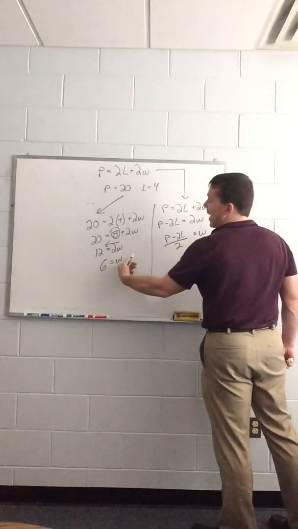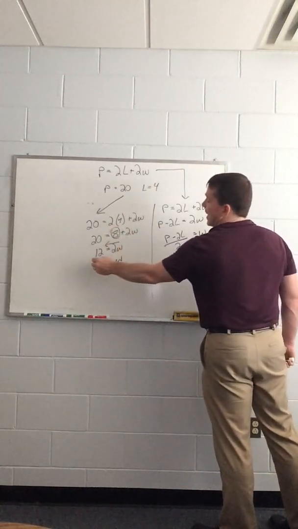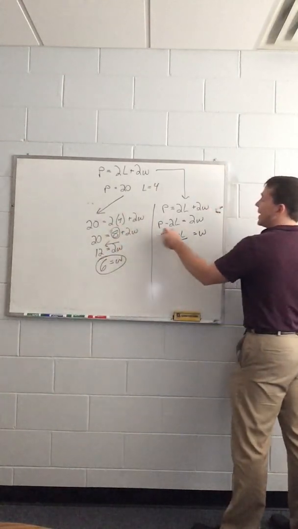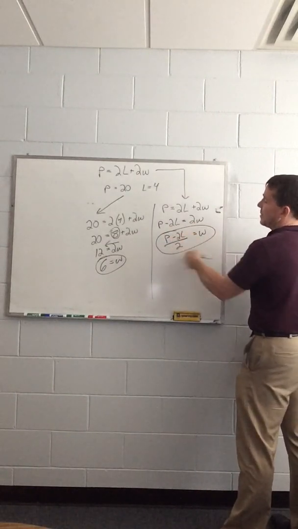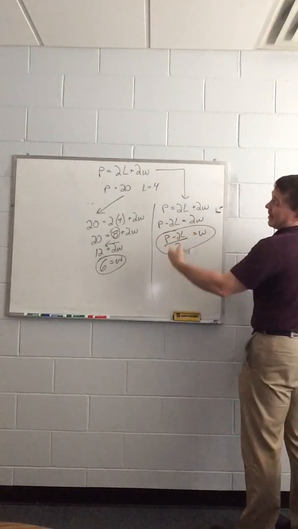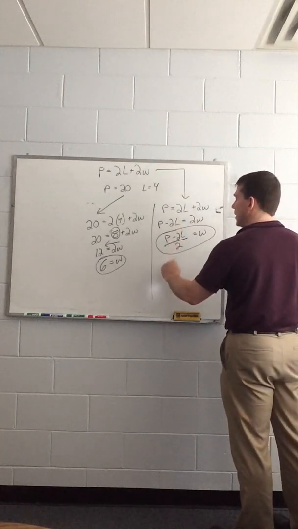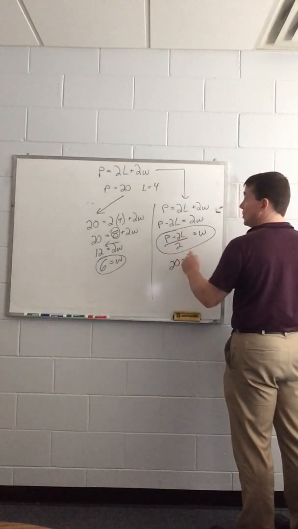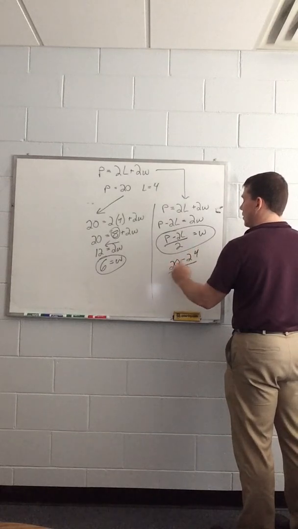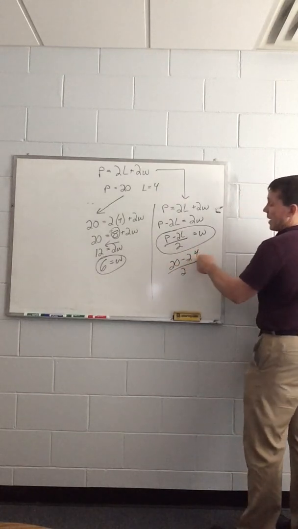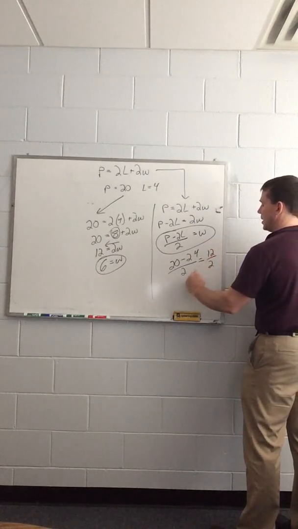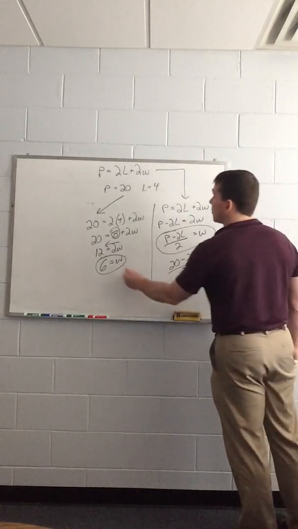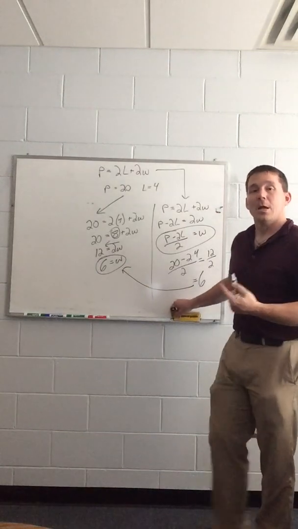And now, rather than plugging in numbers and then finding W, I solved the equation for W, and now I could just plug in my P and my L to get W here. If we do it really quickly, P was 20, so I get 20 minus 2 times L, which is 4, over 2. 2 times 4 is 8, that's 20 minus 8, which is 12 over 2, which gives me 6, which is of course exactly what I got there.